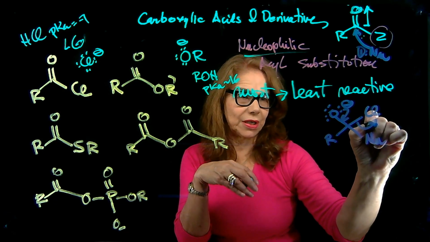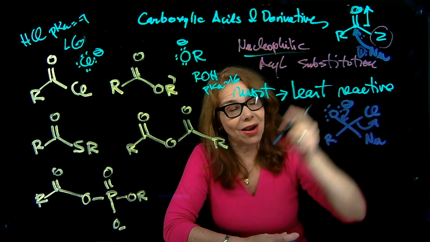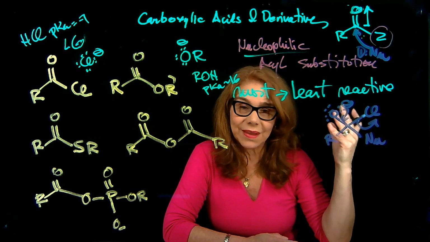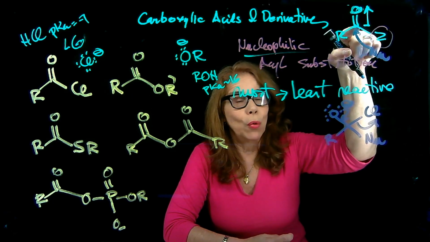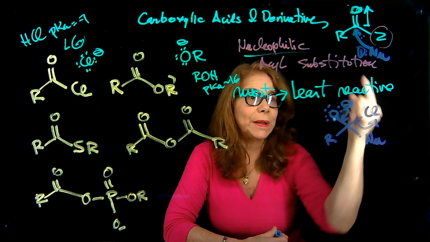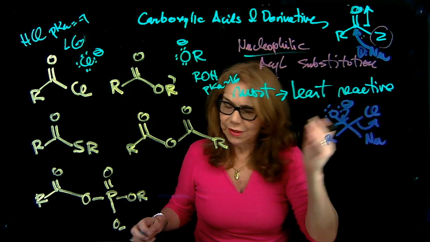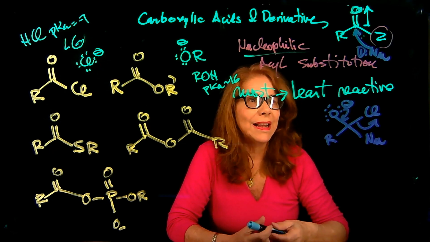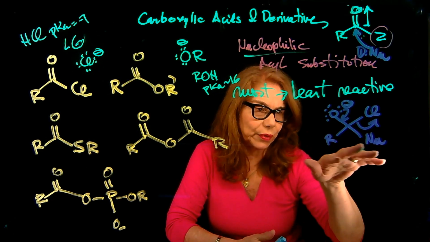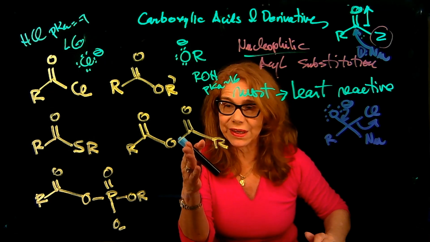So essentially, to be reactive, the more electrophilic this carbon is, the more reactive it will be. The more electron deficient, the better the attack, or the faster the reaction when you have attack by a nucleophile. And then you want a good leaving group, since you're going through this tetrahedral intermediate.